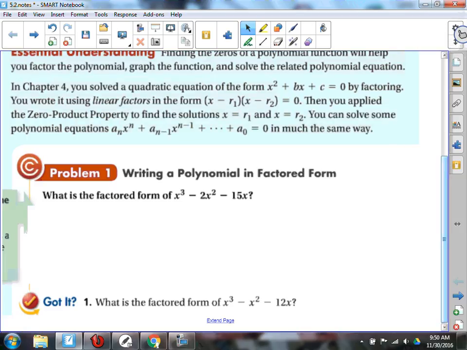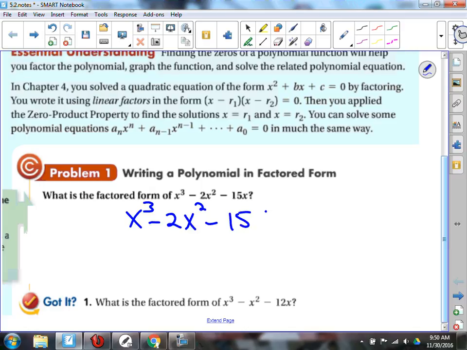Our first example, they're asking us to factor something. So we're going to need to know how to factor. Well, if I take this expression, x cubed minus 2x squared minus 15x, one thing you should notice is that each one of those three terms has a common factor that can be factored out.